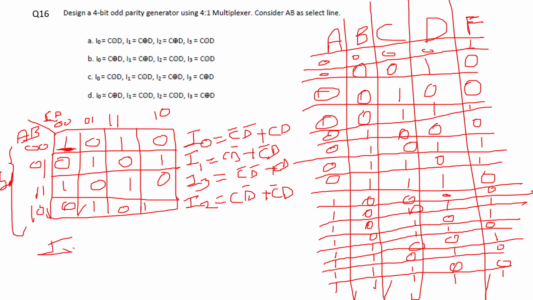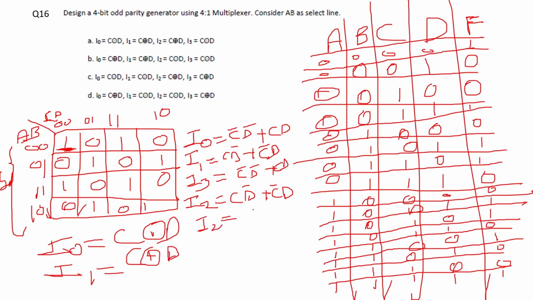So finally I0 is C complement D complement OR with CD, so this is C XNOR D. What is I1? C D complement plus C complement D, so that is C XOR D. What is I2? Again C XOR D. And I3 is C XNOR D. So the option is I0 C XNOR D, I1 C XOR D, I2 C XOR D, and I3 C XNOR D. So option A is the correct answer to this question.